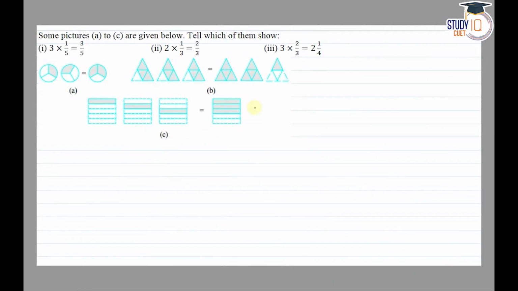Hello everyone. This question appears in the class 7th NCERT chapter of fractions and decimals. This is the second question of exercise 2.2. The question says that some pictures A to C are given below. Tell which of them shows.